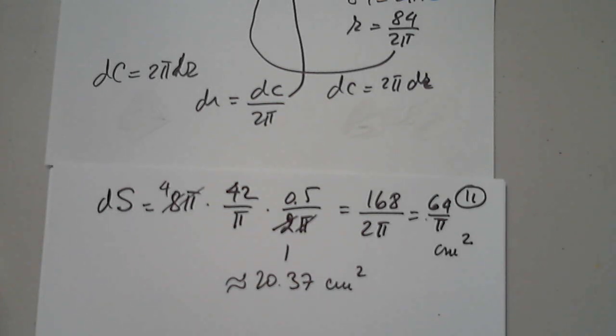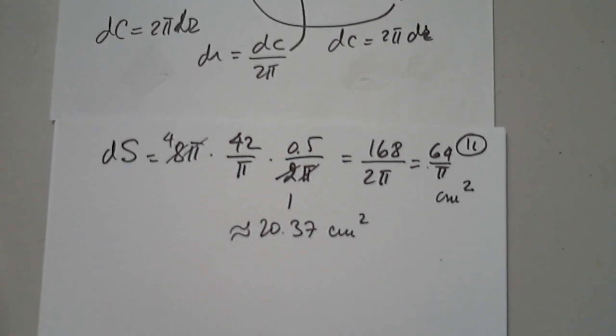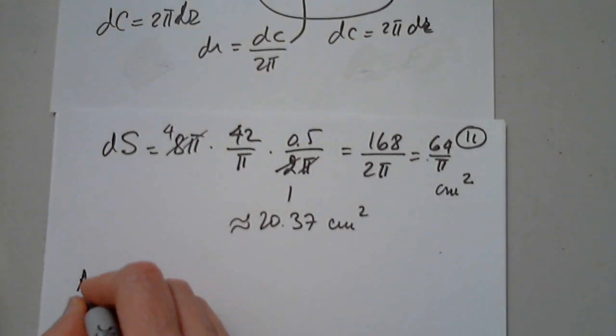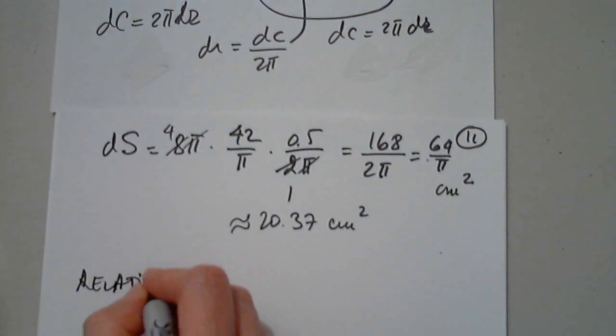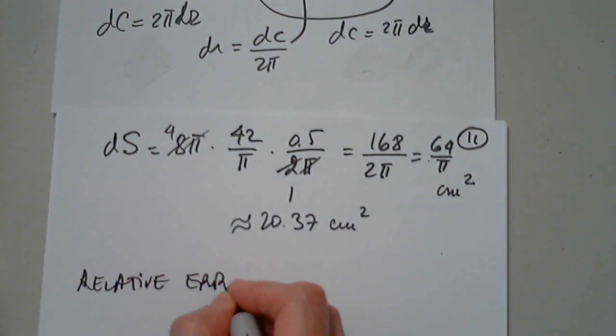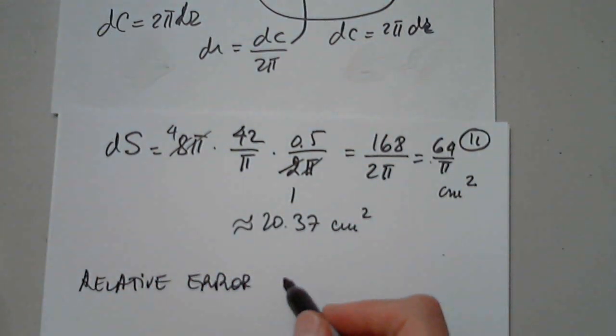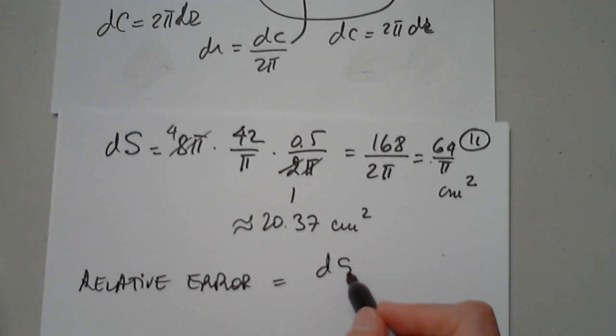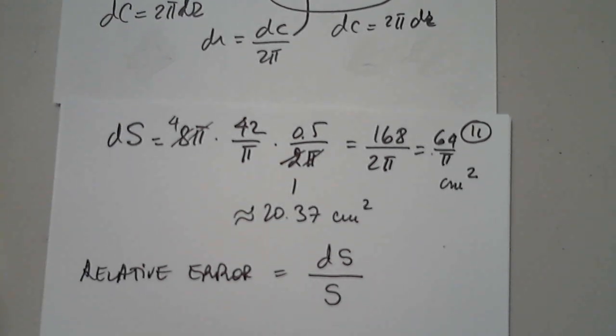Okay, part B. What is the relative error? So the relative error is always the error over the exact. Error over exact.